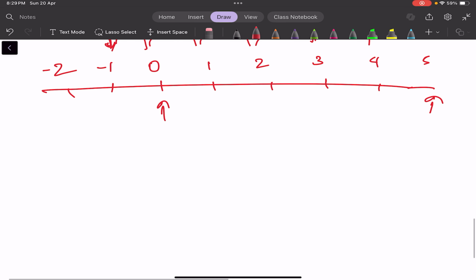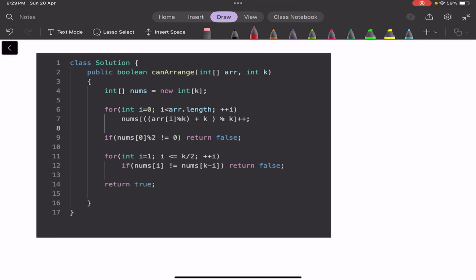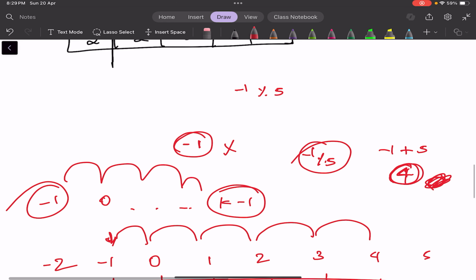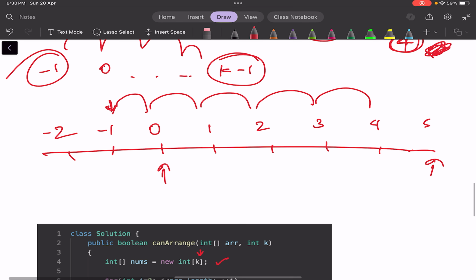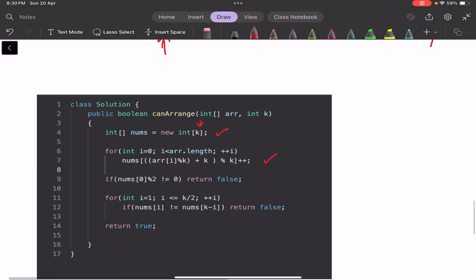So yeah, this is the intuition for solving this problem. And now I'll be sharing the code. This is the code of the problem. We have a number array to track the frequency. The size of the array is k, as I said before. Then we are getting the modulo and incrementing the frequency, right? This is our frequency array, so we are incrementing the frequencies.